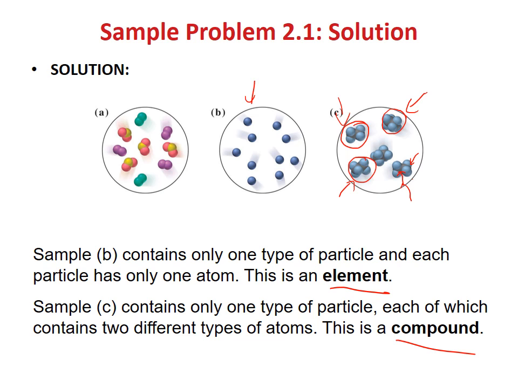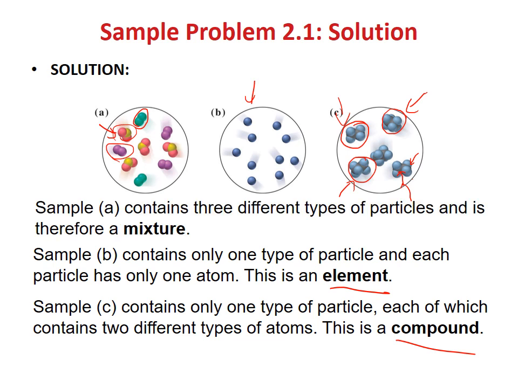In A, however, you will see this is a molecule with two green balls, and this is another, different type of molecule with red, yellow, red. So we have a mixture of different molecules, and therefore it is a mixture in A.